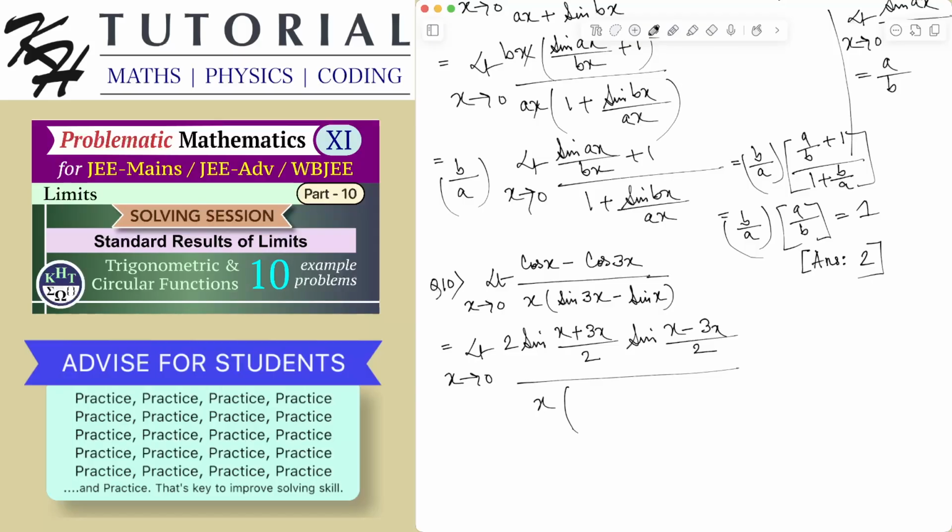I think I am doing something wrong. This is the formula. Sin a minus sin b is 2 cos a plus b by 2 multiplied by sin a minus b by 2. And okay, I think I am right. So cos a minus cos b will be 2 sin a plus b by 2 multiplied by sin of a minus b by 2.